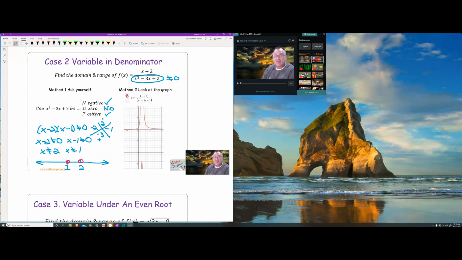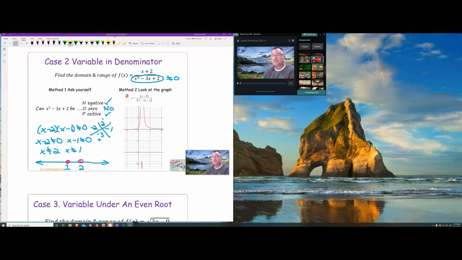Okay, writing this in interval notation, I drew a little picture to make it a little bit easier. So if you look at, here's a number line. I put an open circle at 1 and an open circle at 2, because those numbers can't be in the domain. So now I can write out the intervals that would be okay.